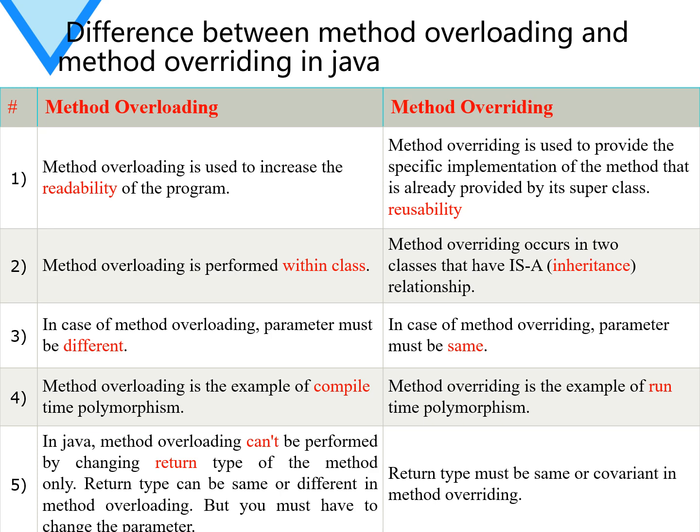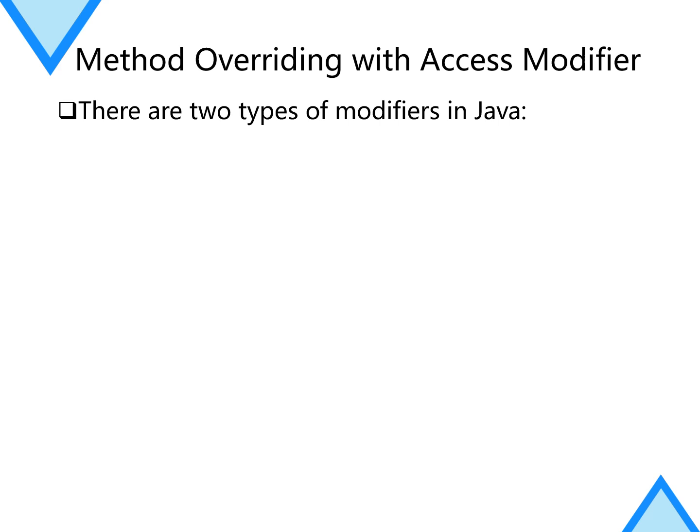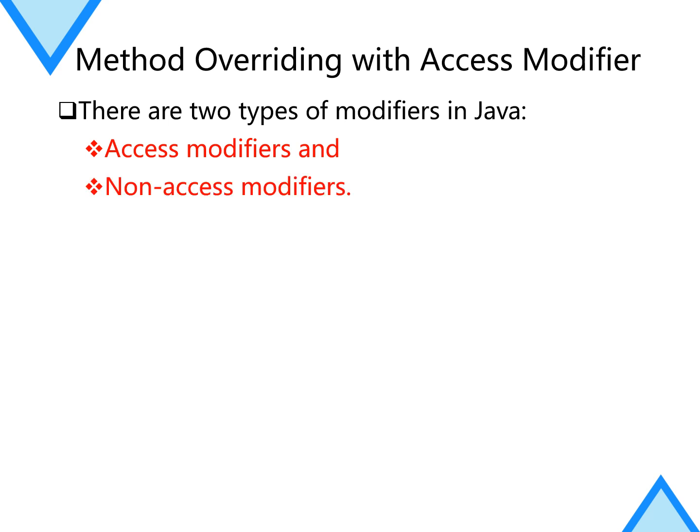In Java, method overloading cannot be performed by changing only the return type of the method, but the return type must be the same in method overriding. After this, we have finished the basics of method overriding. Now we are going to discuss method overriding with access modifiers. There are two types of modifiers in Java. The first one is the access modifier and the second one is the non-access modifier.